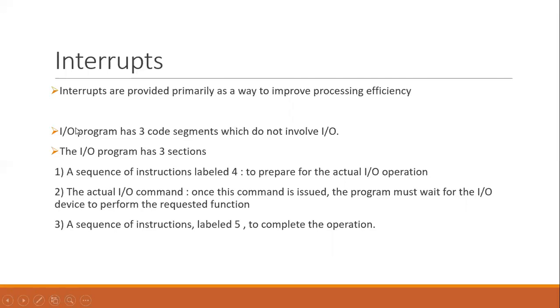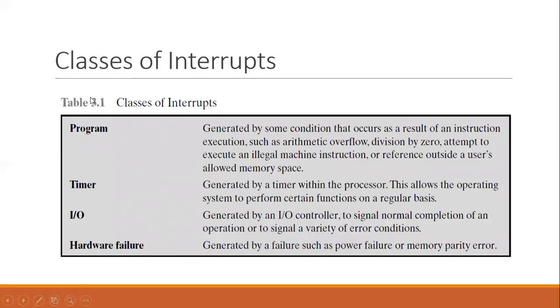See, there are these types of interrupts: program interrupts, timer interrupts, I/O interrupts, and hardware failure. So program interrupts means when there is some kind of unusual condition, something like arithmetic overflow or division by zero, or an attempt to execute an illegal machine instruction, then an interrupt will be generated. Your program execution will be interrupted, and that kind of interrupt is called a program interrupt.